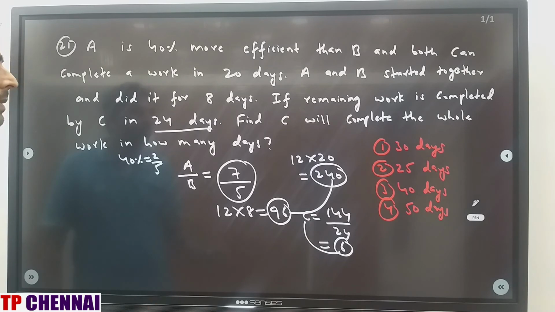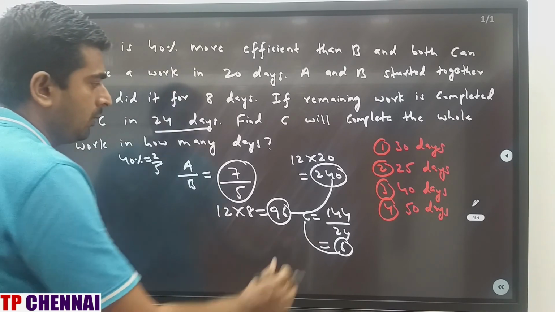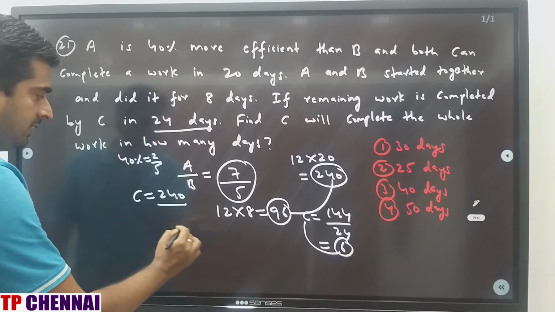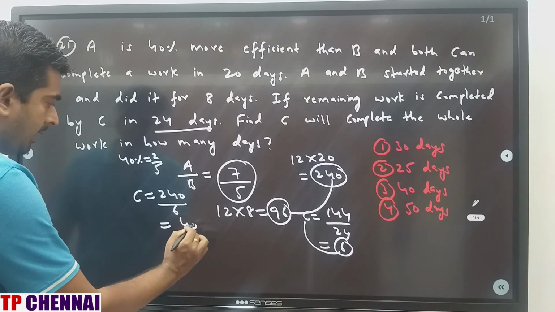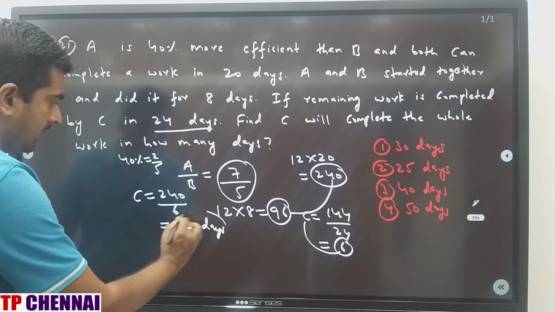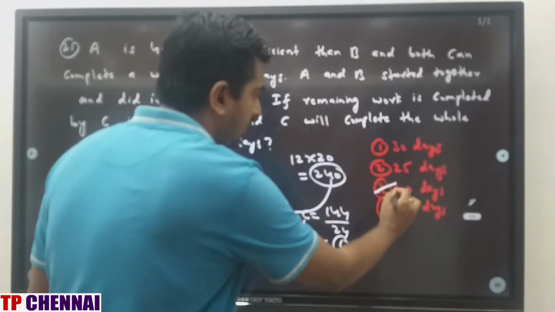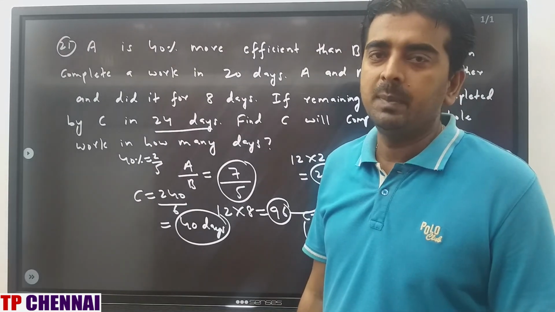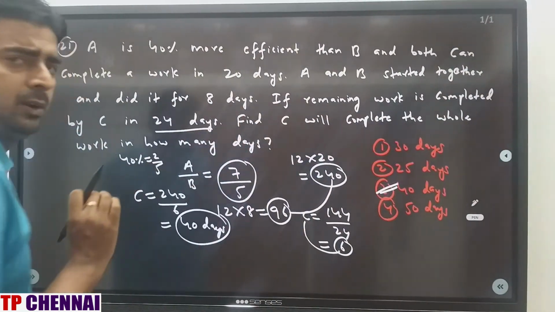Then find C will complete the whole work in how many days? Whole work is 240. Efficiency of C is 6. So what is the answer? 40 days. Now tell me one thing. How many of you will solve this question in this method? Right? Maximum of you will solve this question in this method. So this is one way to solve this question.